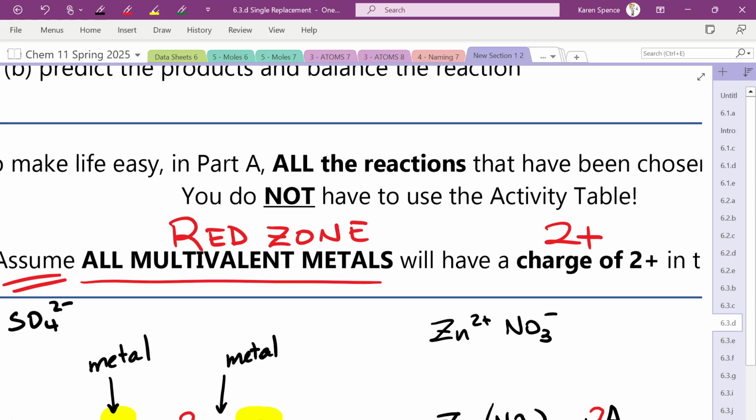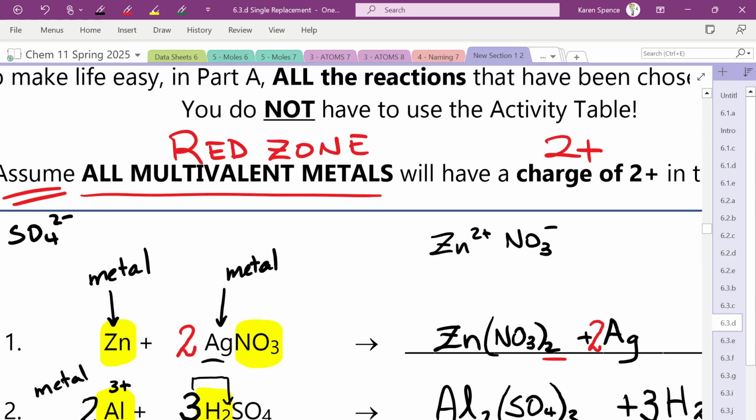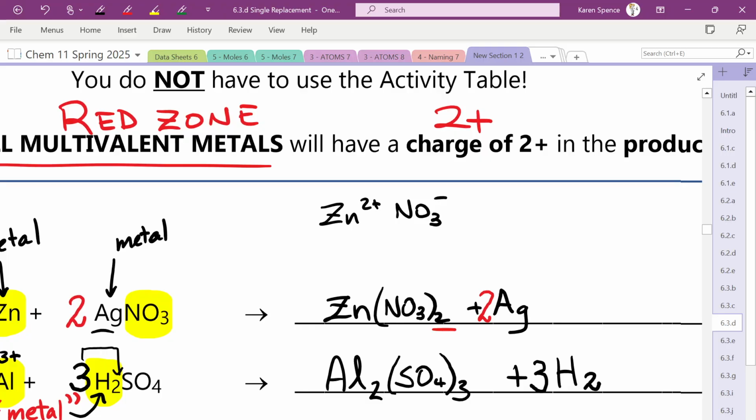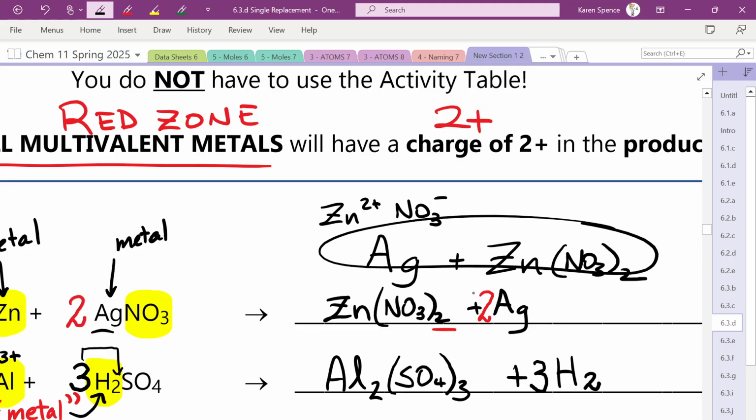Folks, just so you know, I've had a couple people ask me this. Does it matter whether I write my compound first, or could I write my element first and then my compound? Yeah, it doesn't matter the order of the products or the order of the reactants. You can put them this way or you can put them this way, and they mean the same thing. Okay? So that doesn't matter.